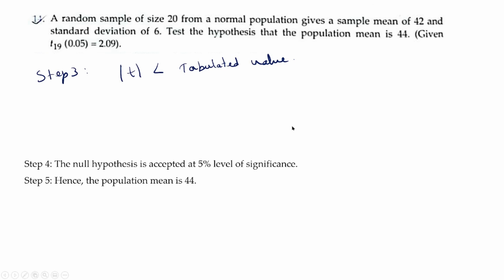So this is how we have to solve each of the questions, that is, we have to test each of the hypotheses stepwise: the first step is the hypothesis, the second step is the test statistic, and the third step is to compare the calculated value of t with the table value, and finally we have to accept or reject H0. Now based on the decision of accepting or rejecting the null hypothesis, we have to write the result.